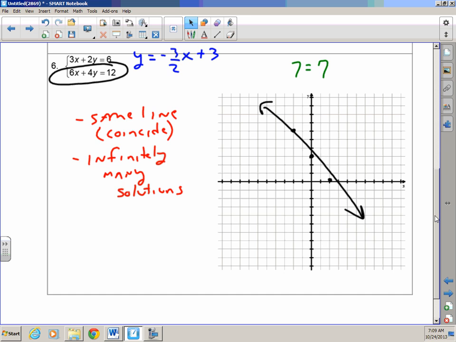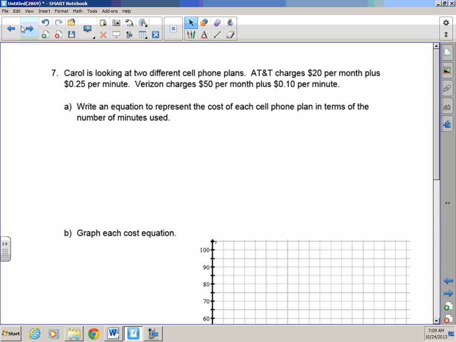All right, let's go to our final example, which now is taking into account a real life example. Carol is looking at 2 cell phone plans. One charges a fee per month and an amount per minute. The other charges 2 different amounts, Verizon and AT&T. So let's identify that X is the number of minutes that we're talking about. We want to figure out where these plans will charge us the same amount for a certain number of minutes.